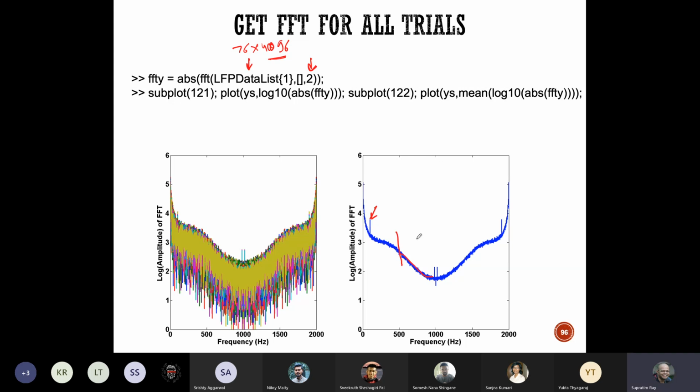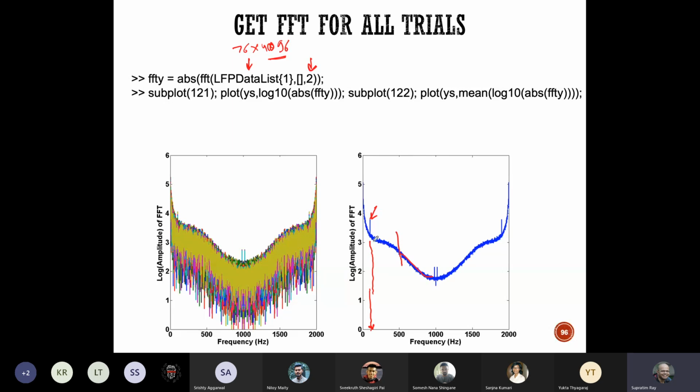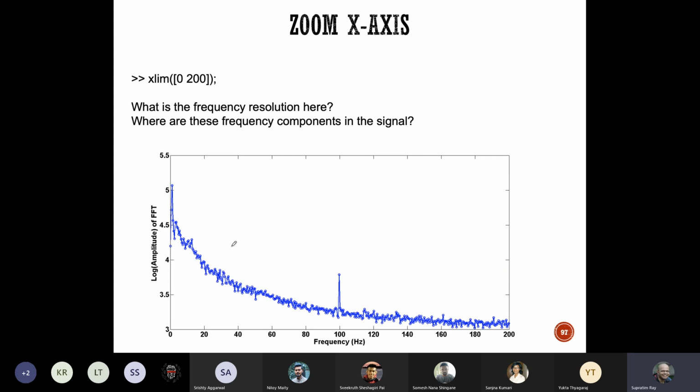Where is this frequency approximately? What do you think this is? Noise. This is line noise. Very good. So if I zoom in, oh, sorry, this is not 50 hertz. This is actually 100 hertz. This is the second harmonic of the line noise.